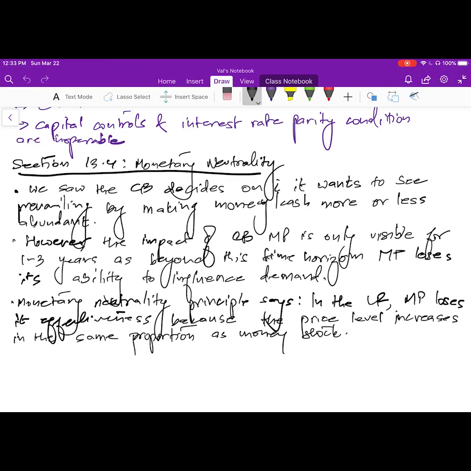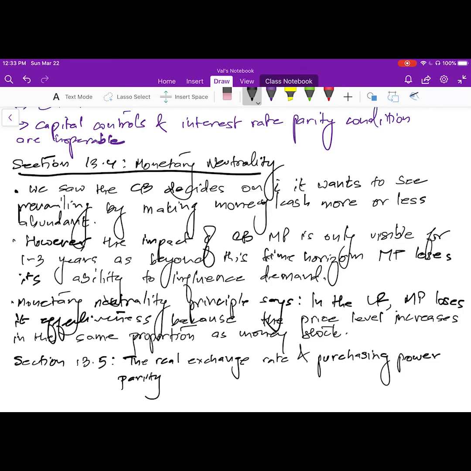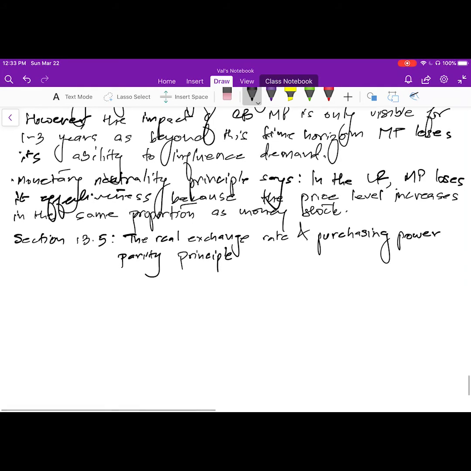Okay, so section 13.5 is called the real exchange rate and purchasing power parity principle. Let's start with the first of the two topics, real exchange rate.